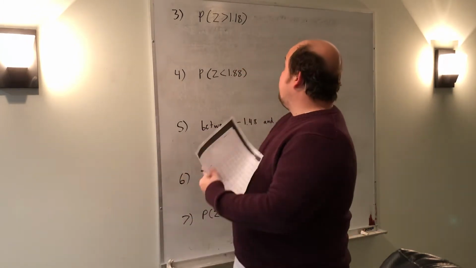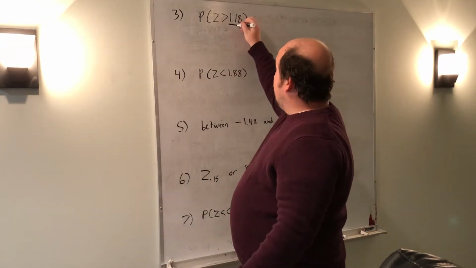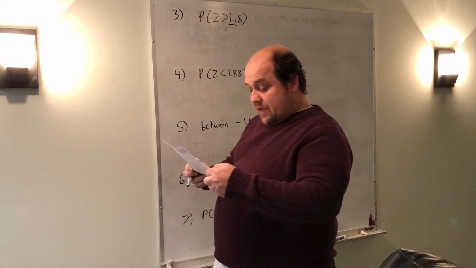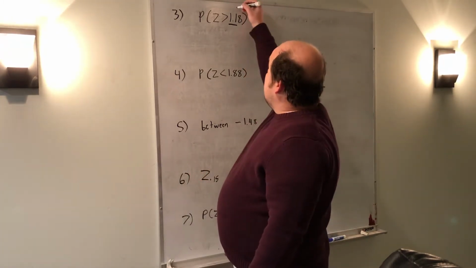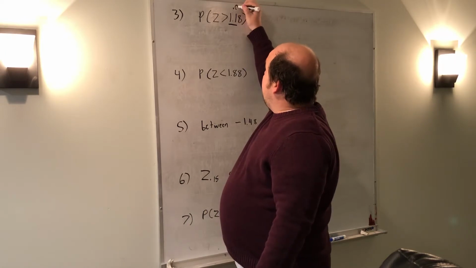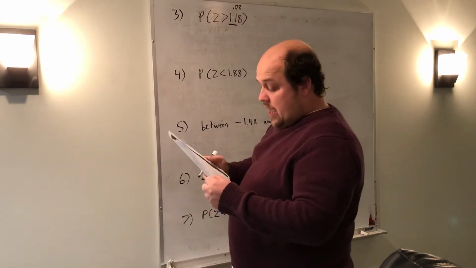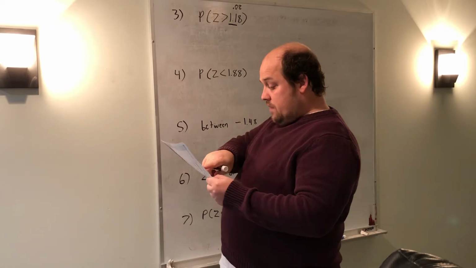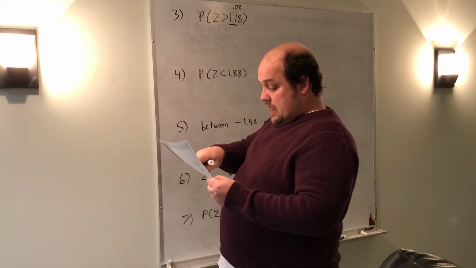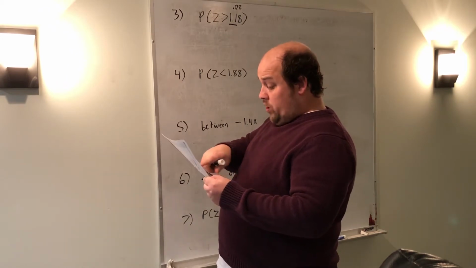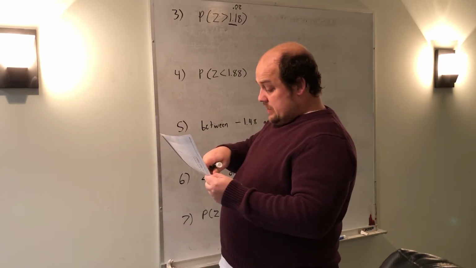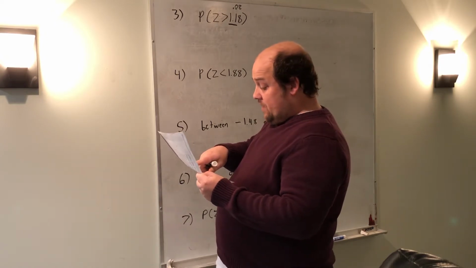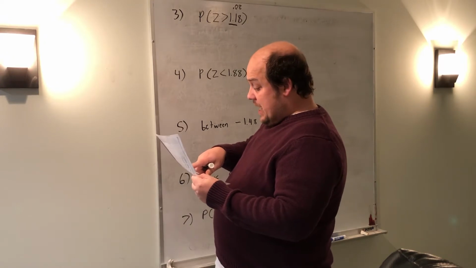I start with the first two numbers, 1.1. I go down the left side until I get to the row marked 1.1. I then use the remaining digit, 0.08, to tell me what column to go over to. When I line up the row 1.1 with the column 0.08, I get a p-value of 0.8810.